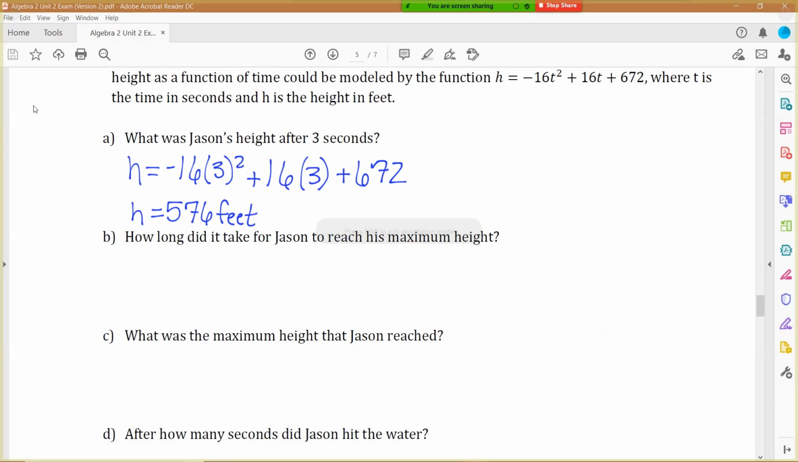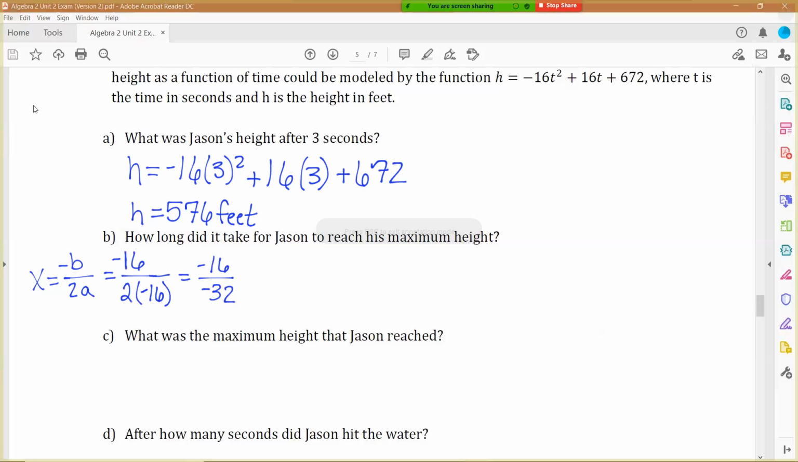Part B and C are kind of related to each other. So part B wants to know how long it took Jason to reach his maximum height. That's asking you for the x coordinate of your vertex or your axis of symmetry. So we're going to take -b divided by 2a. So currently the opposite of 16 is -16 divided by 2 times a, which is also -16. So we have negative 16 divided by negative 32.